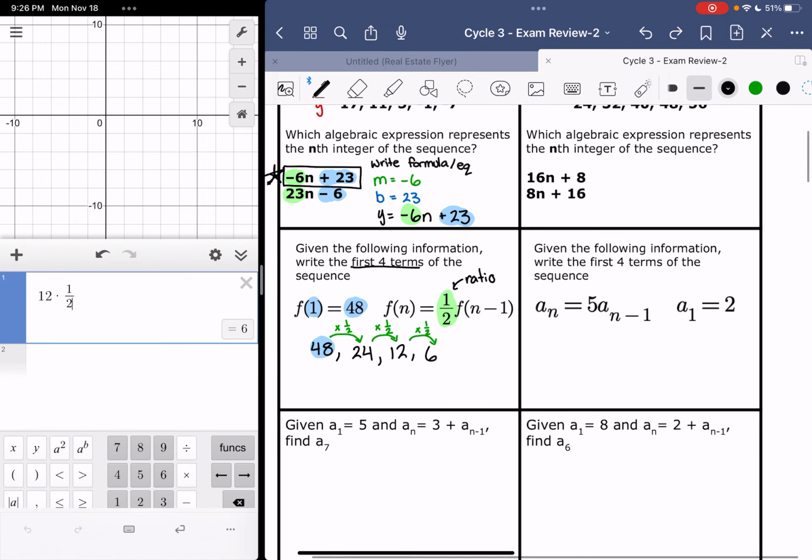I gave you one right here to practice, same type of thing, first 4 terms. In the previous one, it was using a different notation, but it is pretty much the same thing. We still have our first term is 2, and our common ratio right there is 5. So using that information and copying what we did, you should be able to write out the first 4 terms for that sequence as well.